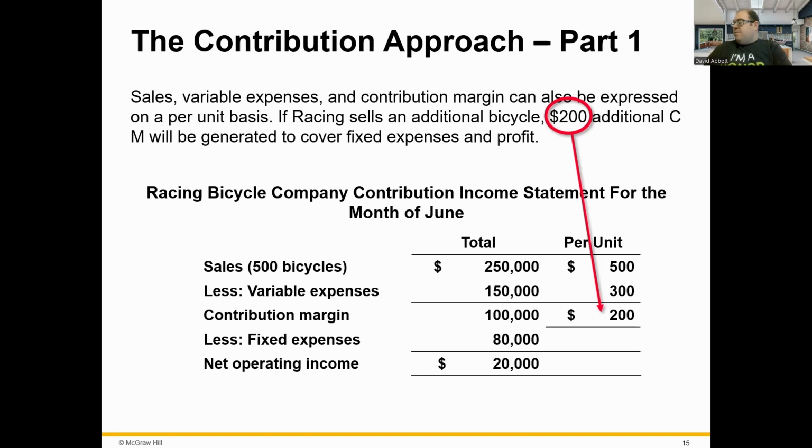So notice that each month RBC must generate at least 80,000 in contribution margin in order to break even, which is the level of sales at which profit would be zero. So they have to have at least 80,000 in contribution margin in order to cover their fixed costs. Anything above that is their net operating income, but they have to at least have a contribution margin of at least 80,000.